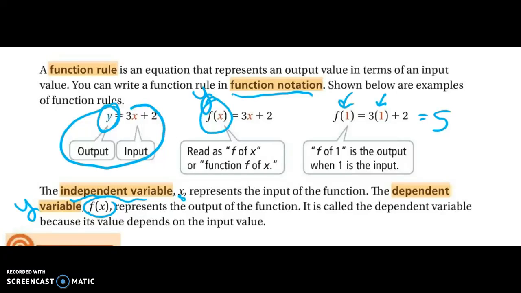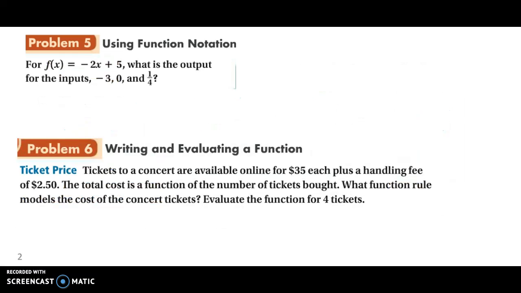So let's use function notation, and let's look at problem 5 to do so. Okay, so in problem 5, they give us the function f of x equals negative 2x plus 5. Again, f of x is very similar to saying y equals negative 2x plus 5. And now we want to figure out the outputs for each of these input values, or figure out the y's for each of the x's.